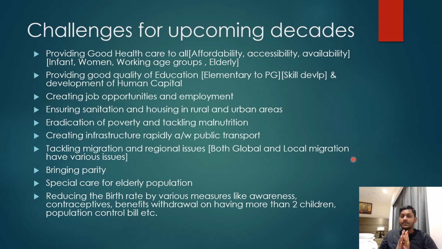Accessibility, it is easily accessible, he can go. And availability, there is a doctor available to attend to it. Okay, doctor or the healthcare worker. And when we talk about good healthcare, divide it in these factors. One, infant. Second, working age groups. Then women, elderly. इन हर एक पॉपुलेशन के अपने अपने अलग हेल्थ केयर के रिक्वायरमेंट्स है.